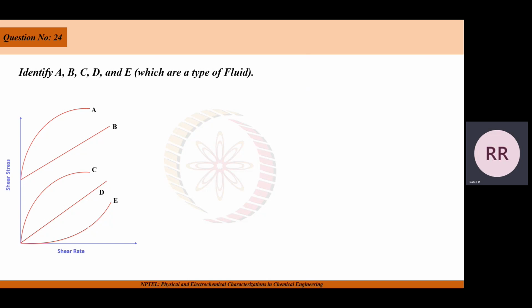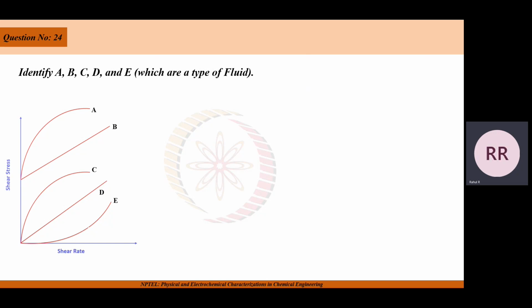Now, the other kind, represented by C, here we can note that the shear stress increases dramatically in the beginning, just like A. Then it saturates, similar to A. But when the shear rate is zero, the shear stress is also zero. So the graph originates from the origin. On the next graph, D, when the shear rate increases, the shear stress also increases in a linear fashion. And when the shear rate is zero, the shear stress is also zero, which means this graph originates from zero.